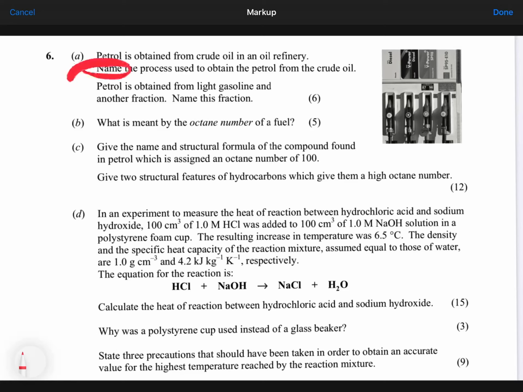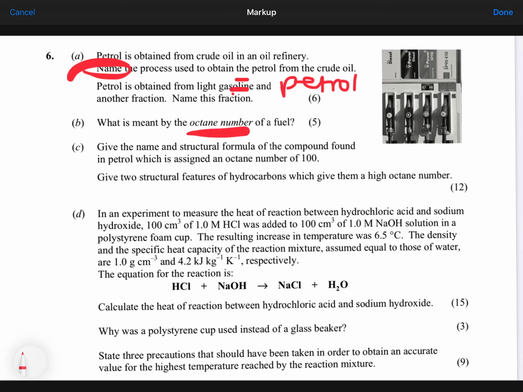So the first question there was, petrol is obtained from crude oil in an oil refinery. Name the process. So naming the process there, fractional distillation. Petrol is obtained from light gasoline. Now we call that the petrol fraction. Like Americans use the word gasoline, we call it petrol, but they wanted another fraction that we can obtain petrol from. So naphtha is our answer there.